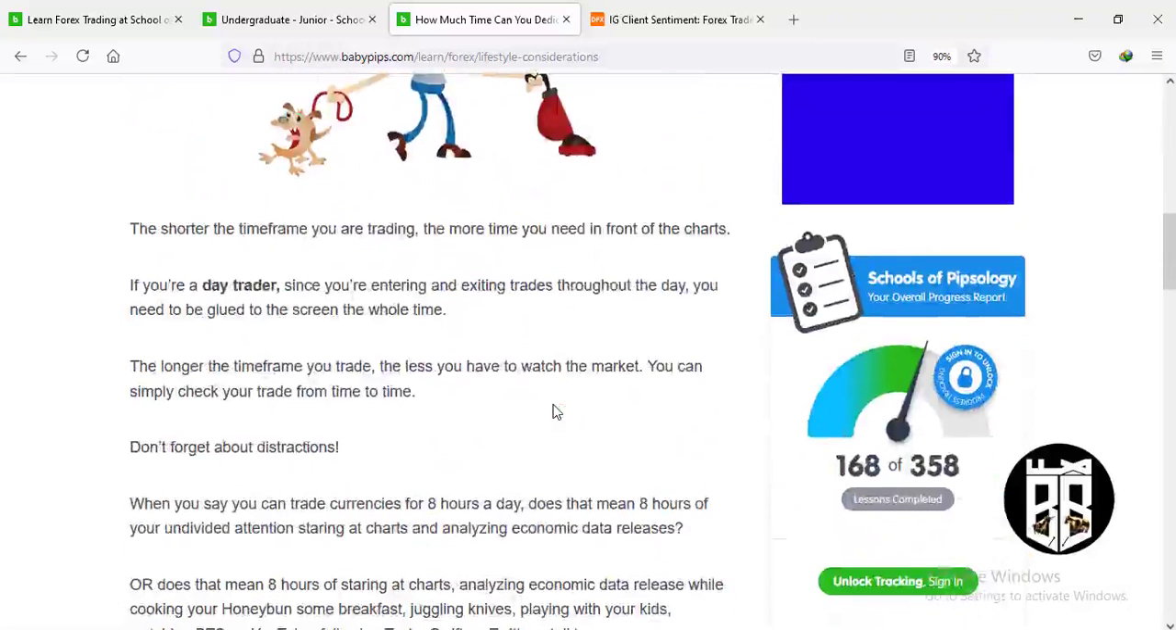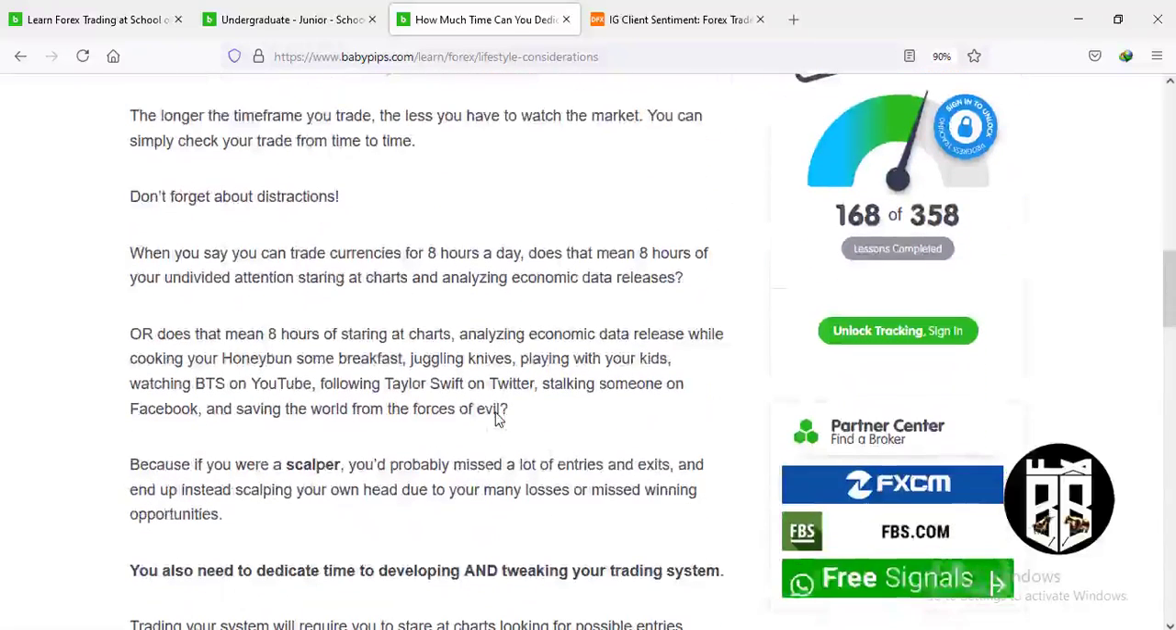The shorter the time frame you are trading, the more time you need to spend in front of the charts. If you are a day trader, since you are entering and exiting positions or trades every day, you need to be glued to the screen the whole time. However, the longer the time frame you trade, the less you have to watch the charts. You can simply check your trade from anywhere, at around any time, and just let it be.